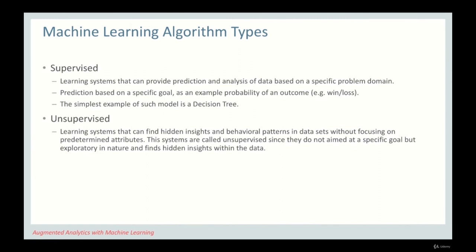The second type of machine learning can be categorized as unsupervised models. The purpose of these kinds of algorithms is to produce hidden insights and behavioral patterns in the data without focusing on predetermined attributes, which means we are not going to tell the algorithm what kind of output we are looking for, but rather we want programs to identify clusters or outliers in the data by itself and classify those data. So this is more exploratory in nature, to find hidden insights within the data.